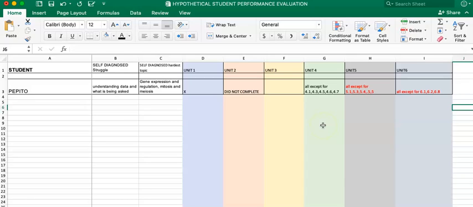So if that makes sense, great. If it doesn't make sense, please write me an email or something, and hopefully you can use this to pinpoint exactly where you should be putting more attention. That does not mean that you should not be reviewing for Unit 3. But that does mean that you should be reviewing for Unit 5 and 6 a little bit more. Okay? Hopefully that makes sense.